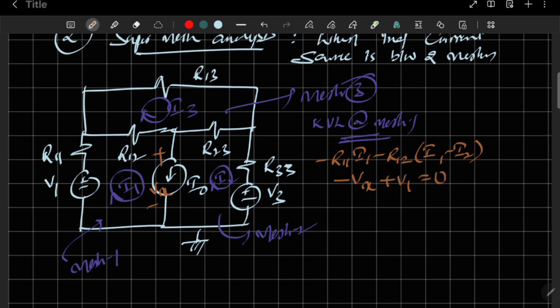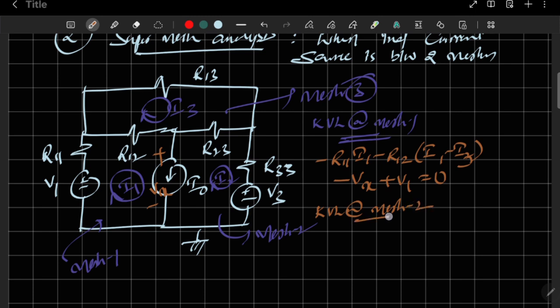Current through R11 is I1, current through R12 is I1 minus I3 with respect to mesh 1. I am taking the drops, that's why minus: minus R11 I1 minus R12 (I1 minus I3). Then the voltage indicated for the independent current source I0 has a plus and minus, so the ending symbol is minus Vx. In that clockwise direction we are leaving with the plus symbol for V1, so plus V1 is equal to 0.